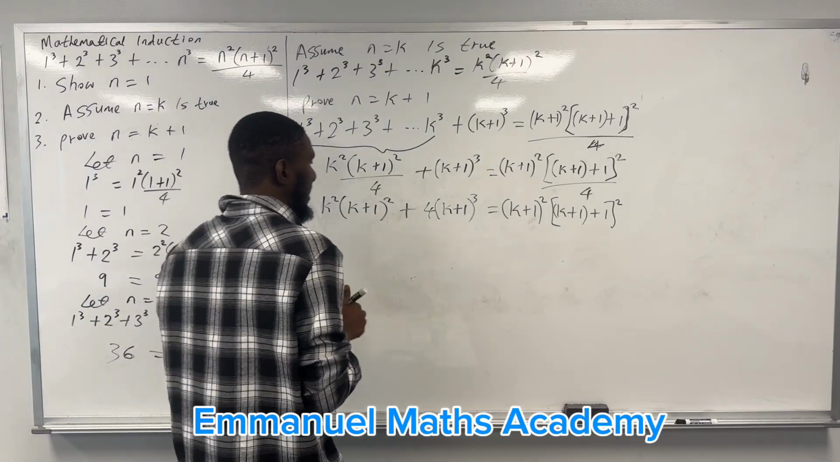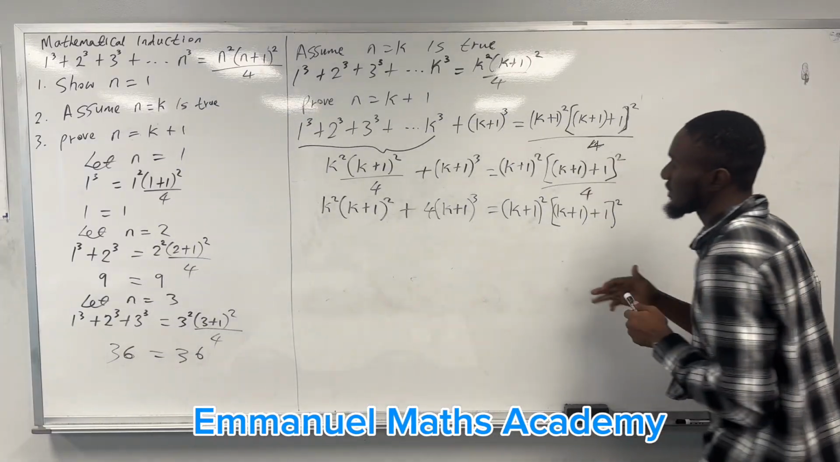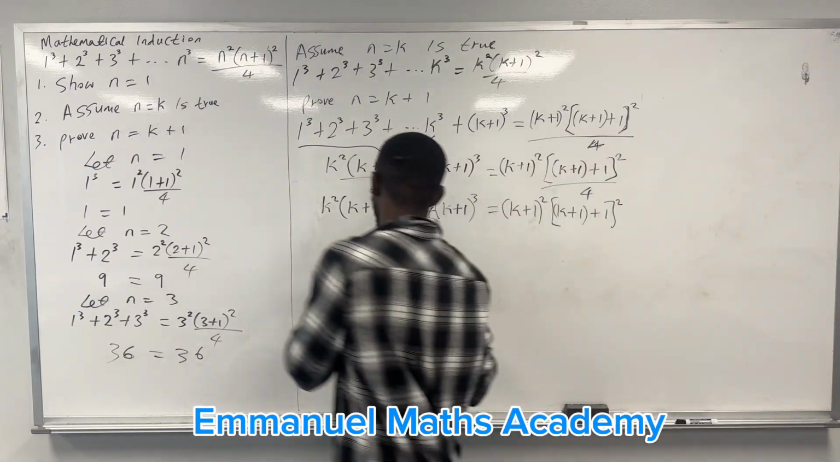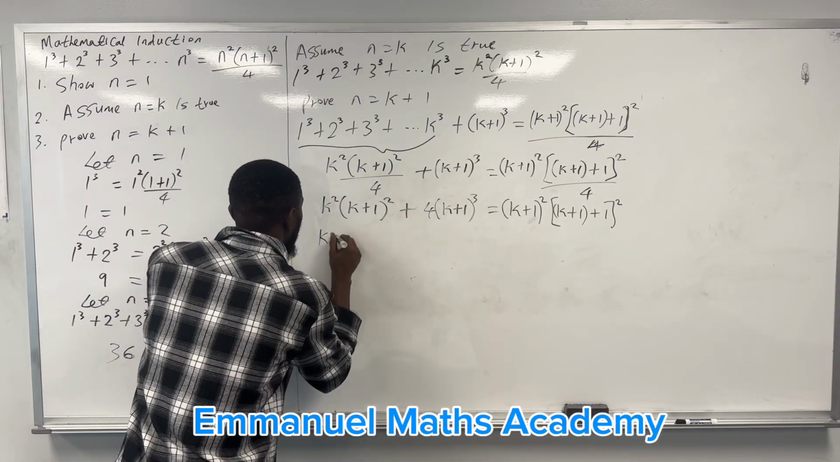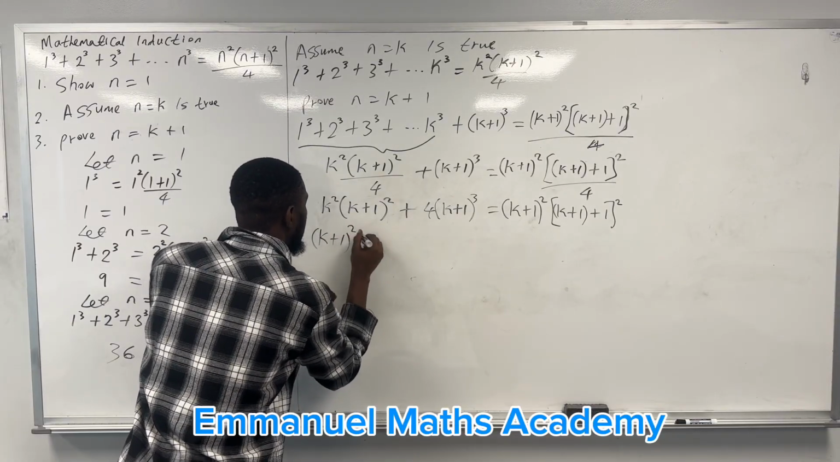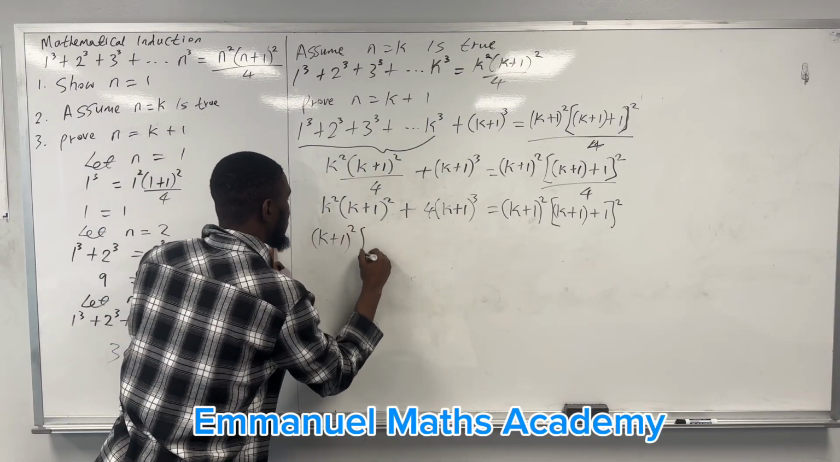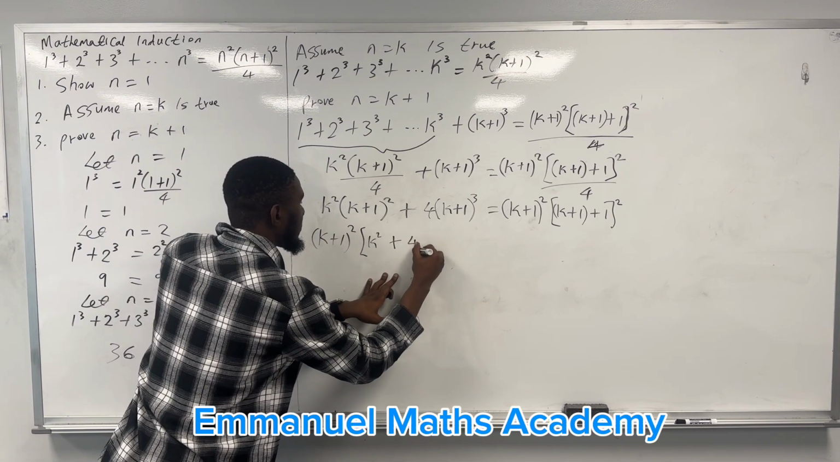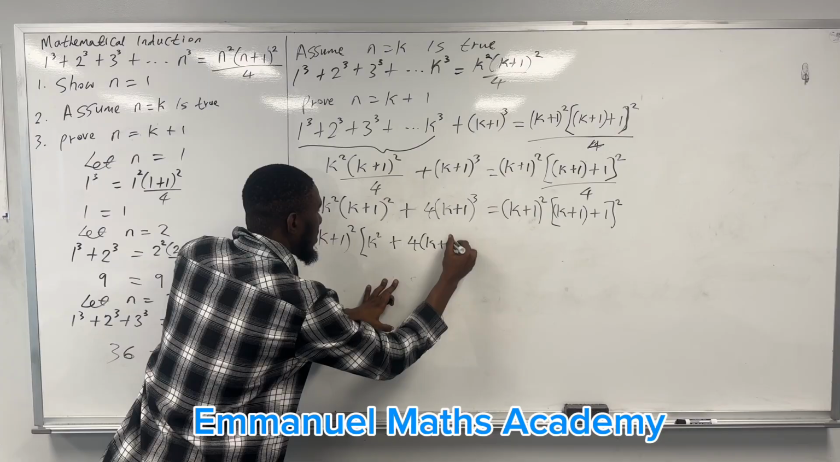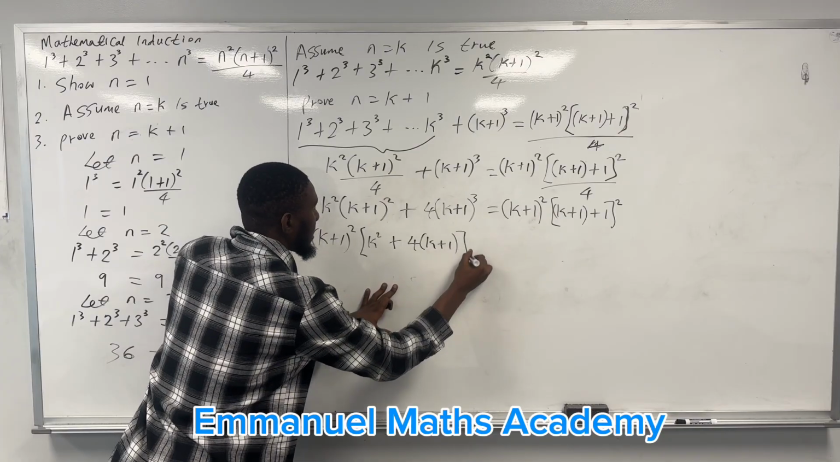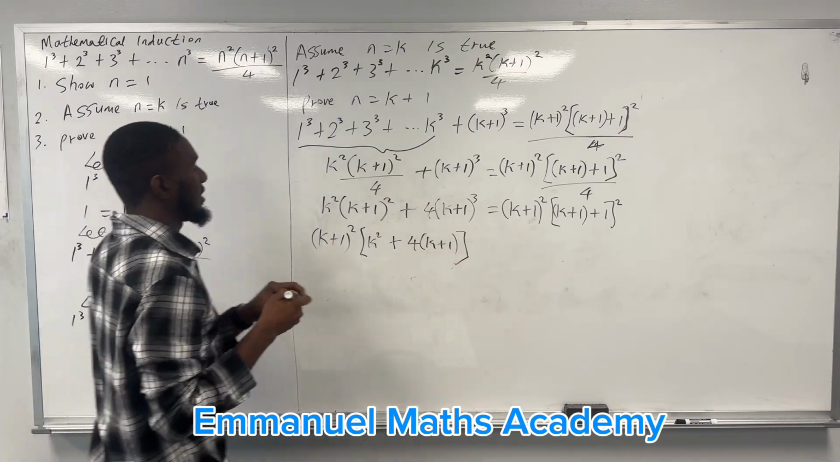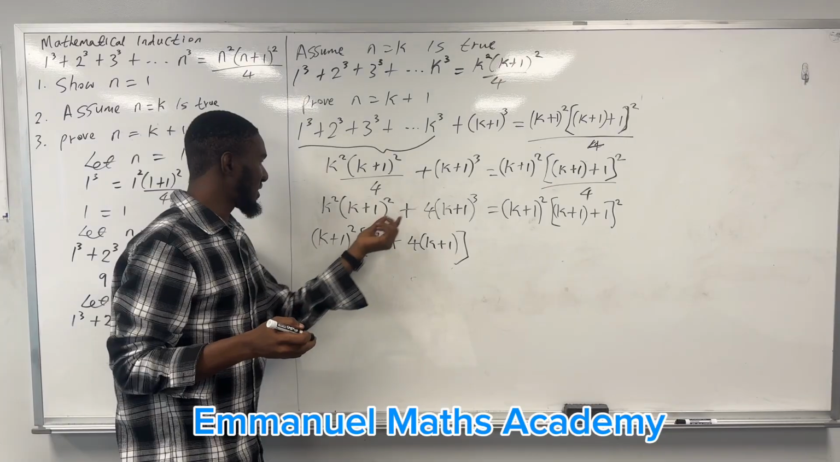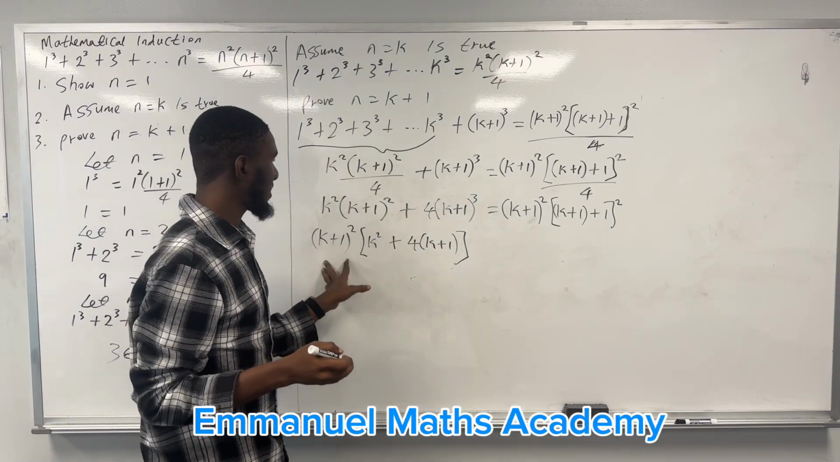So we simplify further. They have something in common. You can actually factor out (k plus 1) squared. And we'll be left with what? We'll be left with k squared here. And for this place, we'll be left with 4(k plus 1). Right? If you use this to open up this, you still get the same thing. So only factor out this.